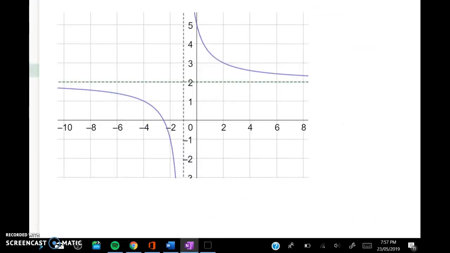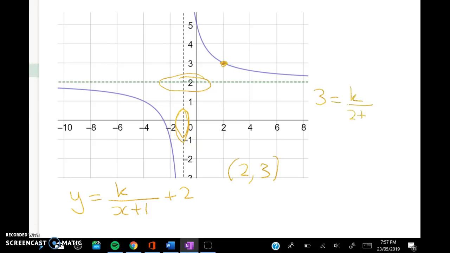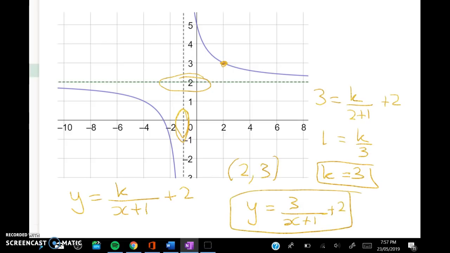Right, next one. Well, that looks a lot like the last one. Let's check. Nope, they are different. So same kind of idea. Here's my blobby point, and my asymptotes are here, and this one's at 1. So the equation will be y equals k over x plus 1 plus 2 for the vertical shift. And the point that I'm going to use is (2, 3). So substituting, I get 3 is equal to k over 2 plus 1 plus 2, giving me 1 equals k over 3. k is equal to 3. So my equation is y equals 3 over x plus 1 plus 2.